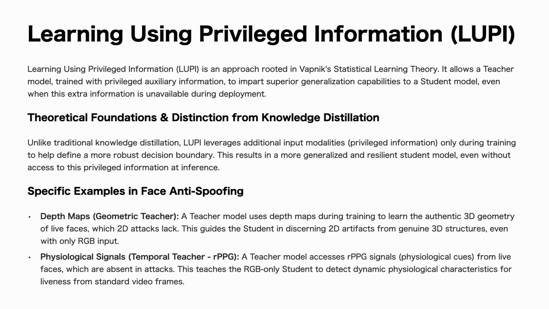That's a teacher model that uses depth maps during training to learn the authentic 3D geometry of live faces, which is lacking in 2D attacks. This guides the student in discerning 2D artifacts from genuine 3D structures even with only RGB input. And the second example is physiological signals, also known as the temporal teacher (rPPG). That's a teacher model that accesses rPPG signals, physiological cues from live faces which are absent in attacks. This teaches the RGB-only student to detect dynamic physiological characteristics for liveness from standard video frames.